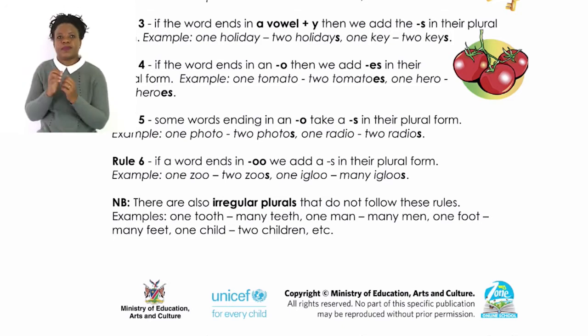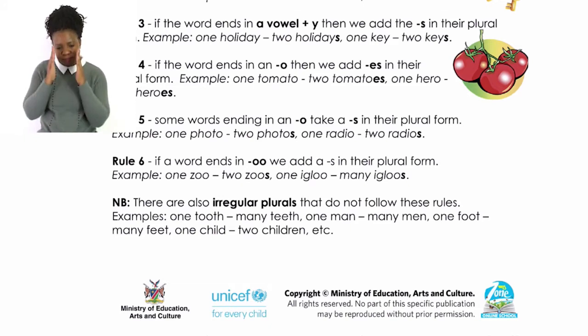Let's go to rule number 4, still on page 3. If the word ends in an O, then we add ES in the plural form. For example, potato is ending in an O. We add ES there. Two potatoes, two tomatoes, a hero, two heroes. We are adding ES there. I hope we are following.